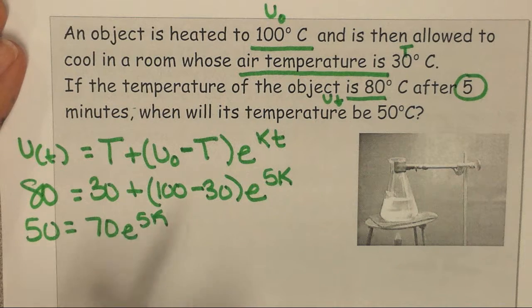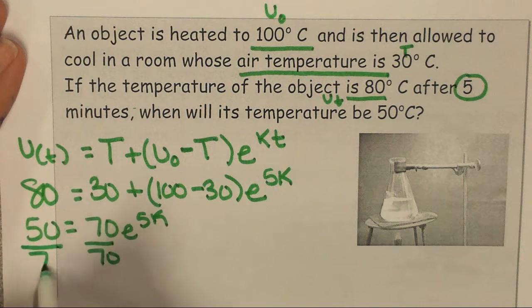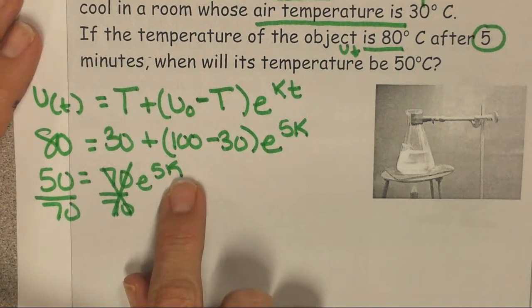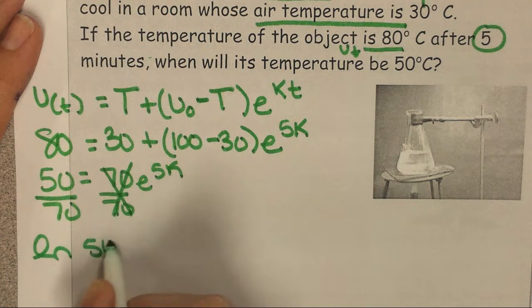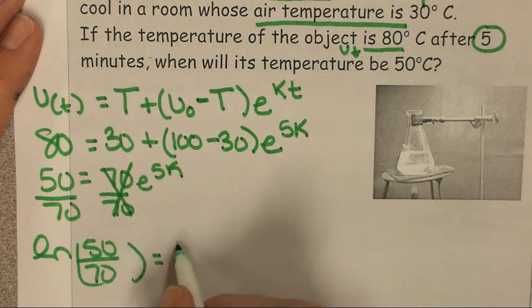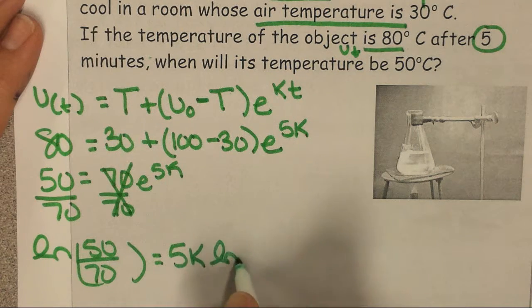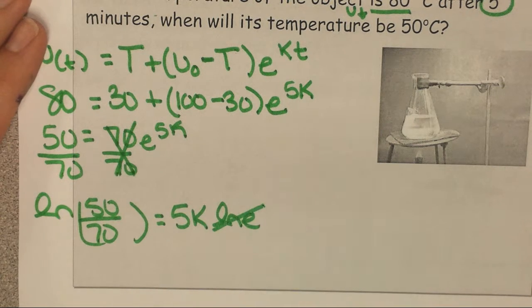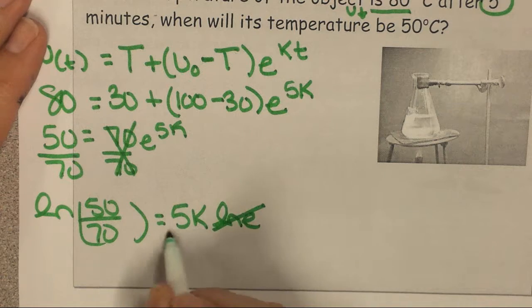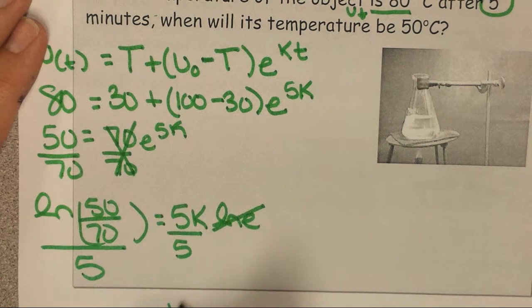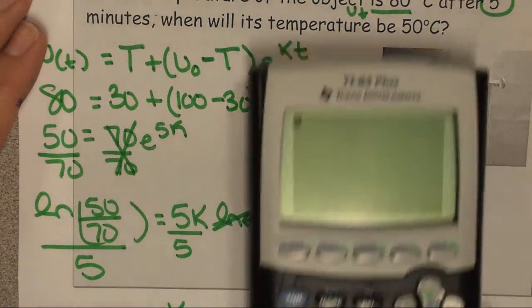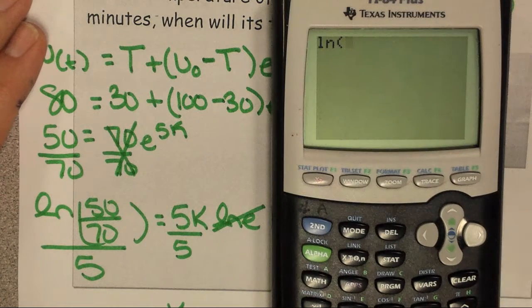Yesterday when we were doing problems just like this, the next thing we would do is divide by 70. After we divided by 70, we'd say, okay, I'm trying to find out what this exponent is, so we're going to ln both sides. When you ln the right side, the 5k pops out front. We said yesterday that the ln of e is just 1, so 1 times 5k is just 5k. The last thing I need to do to get k by itself is divide by 5. So k is going to equal the ln of 50 divided by 70, divided by 5. So I'm going to type that in my calculator: the ln of 50 divided by 70, divided by 5.